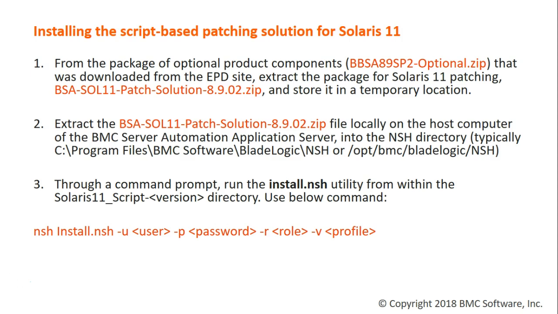Before we proceed with the demonstration, we need to extract the Solaris 11 patching solution zip, which comes along with the optional files on EPT. As a best practice, we need to extract the Solaris 11 solution zip under an SH directory on the application server. Let's have a quick demonstration on how this feature actually works.